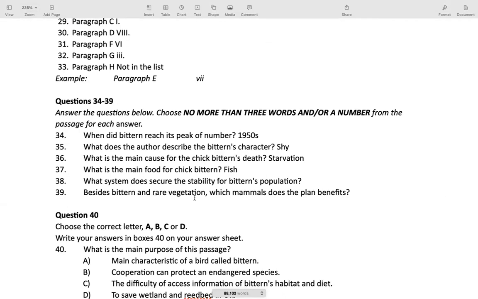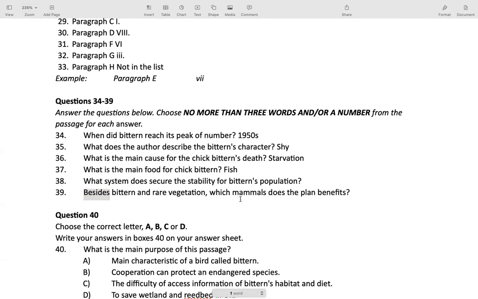Besides bittern and rare vegetation, which mammals does the plan benefit? I need the meaning of besides from all of you. In addition. Very good. And in Hindi, besides? इसके अलावा. Perfect. As well as, also. So, in addition to bittern and rare vegetation, which mammals does the plan benefit?